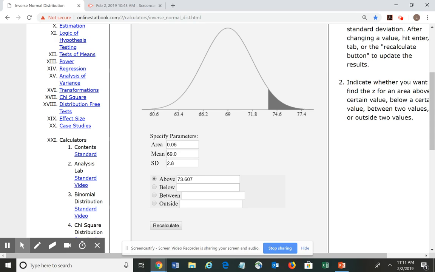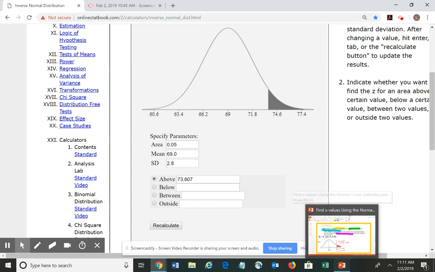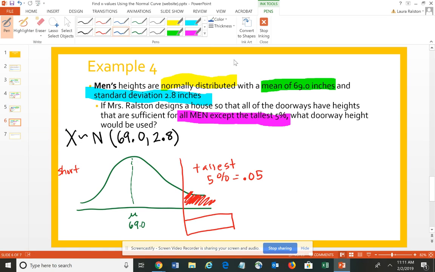So I have 73.607. Okay, so my cutoff score is 73.607. So basically, my door heights need to be roughly 74 inches to ensure that I include all but the tallest 5%. So my doorways would need to be approximately 74 inches.